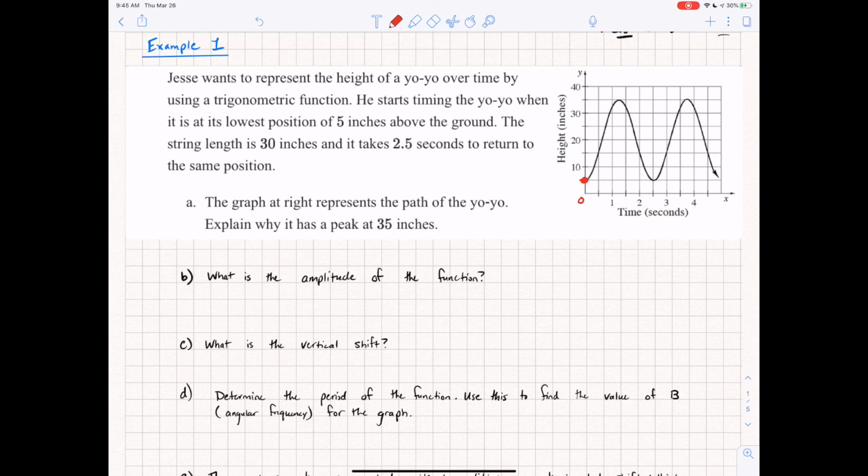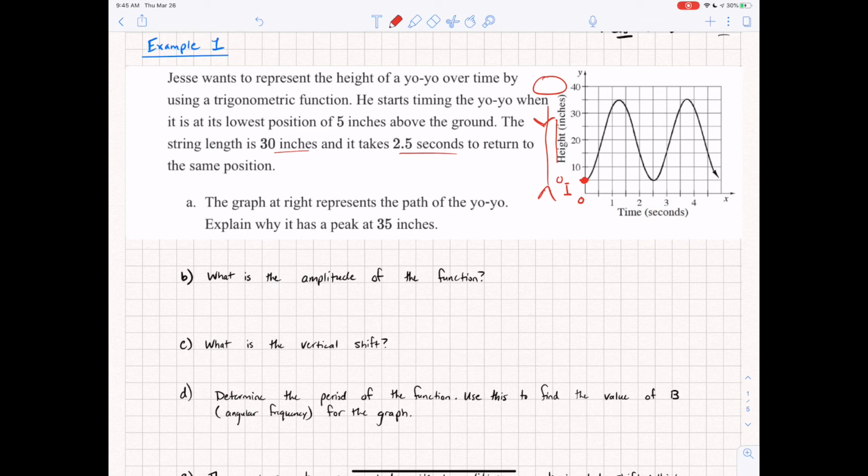So now imagine Jesse is actually like standing like right here, and he's playing with this yo-yo. He's starting the timer and he's measuring it based off the height from the ground. All right, that's probably the biggest thing to kind of notice here. All right, now the string length is 30 inches, and it takes 2.5 seconds to return to the same position.